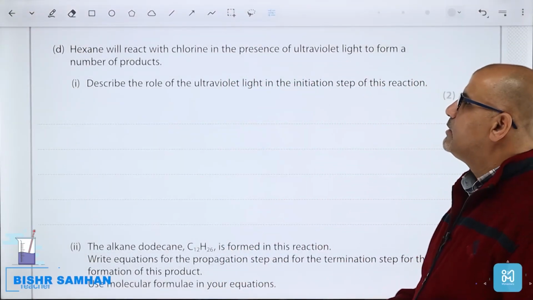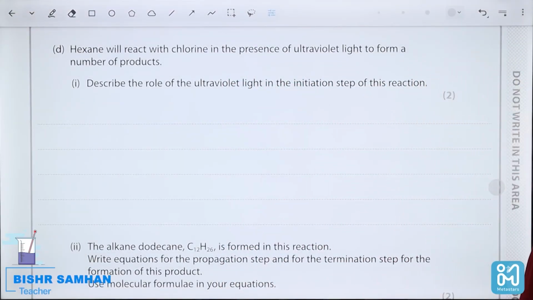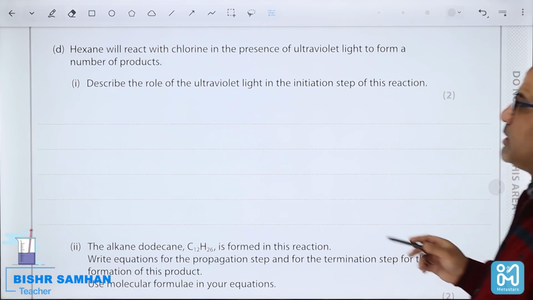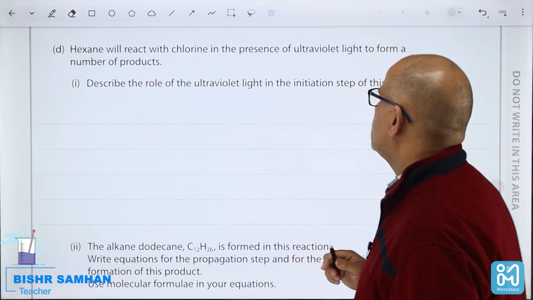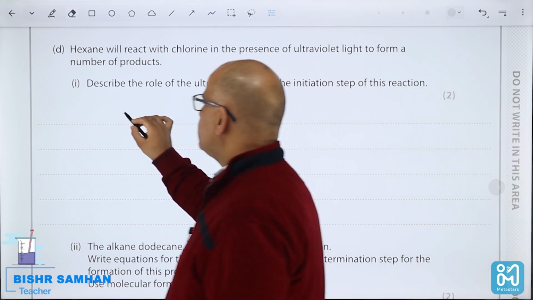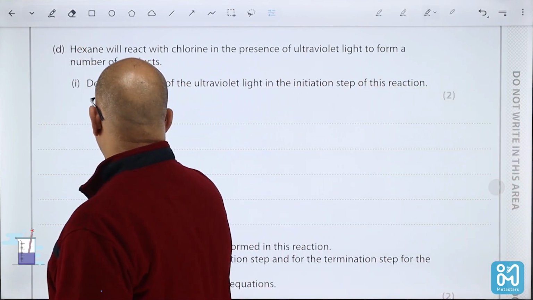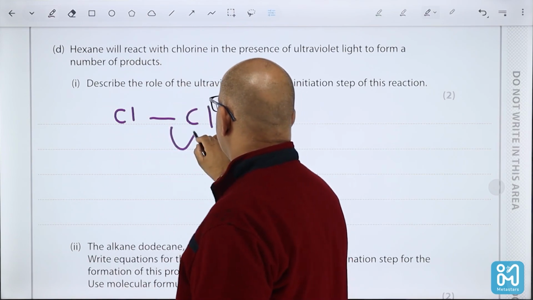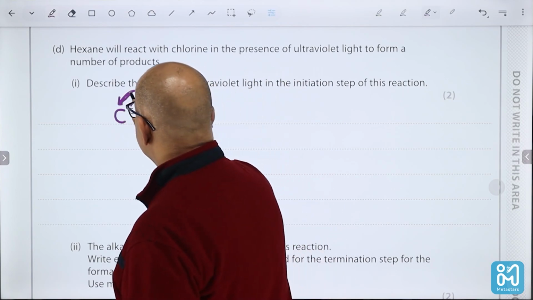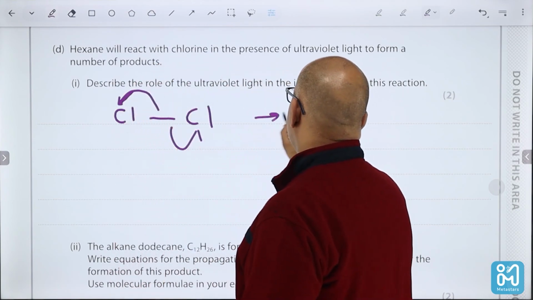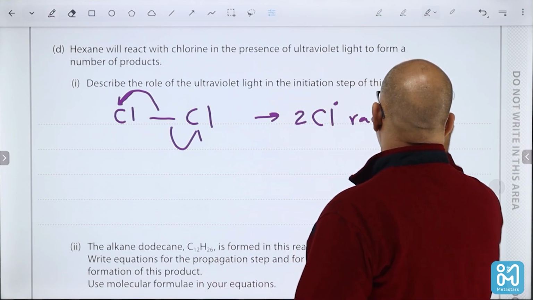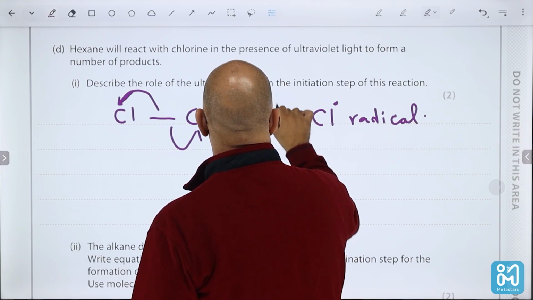The next part: hexane will react with chlorine in the presence of ultraviolet light to form a number of products. Describe the role of the ultraviolet light in the initiation step of this reaction. Again, since you have Cl2, this is for the homolytic bond breaking, with half arrows, to produce two Cl radicals. This is done by the UV light.